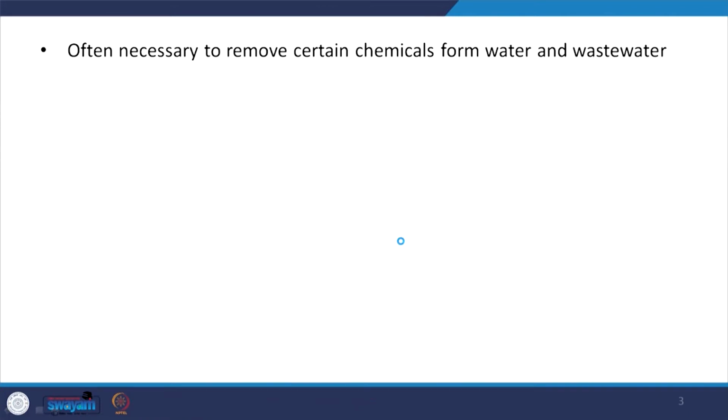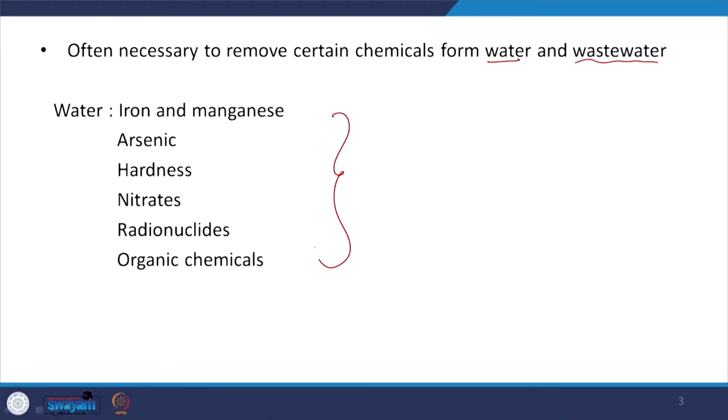In general, in water and also wastewater, we need to remove certain chemicals. We looked at the general aspects. In water, depending on where you are, you might need to typically remove these. In India, depending on where you are living, iron and manganese will have to be removed. That's relatively easily done with an aeration step or an oxidation step. Arsenic, carcinogenic, and also non-carcinogenic adverse effects.